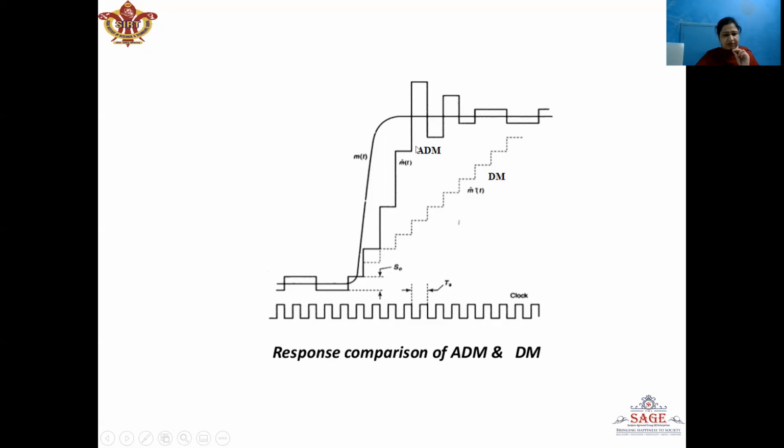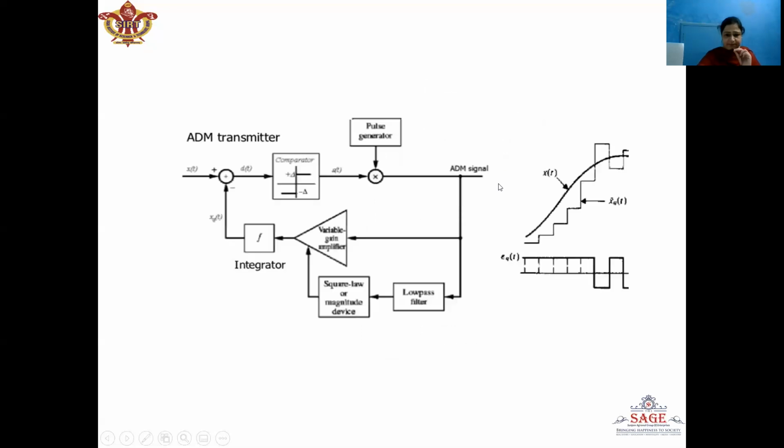When there is a large increase in the message signal, the step size is increased by large steps. And so we can see there is a small difference between the message signal and the approximated signal in the case of ADM. So here the error between the message and the approximated signal is reduced in the case of the adaptive delta modulator as compared to the delta modulator.